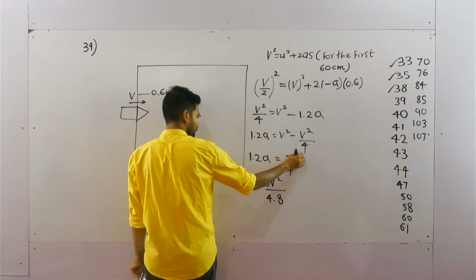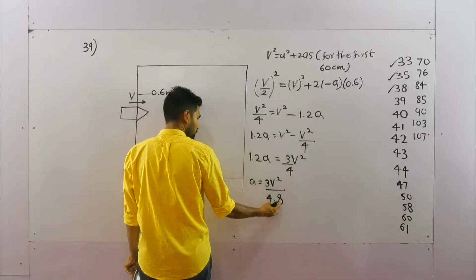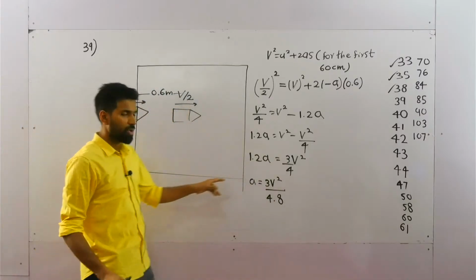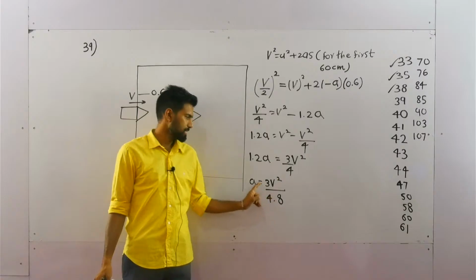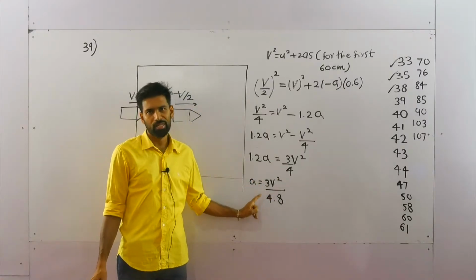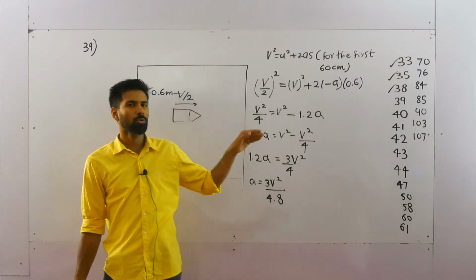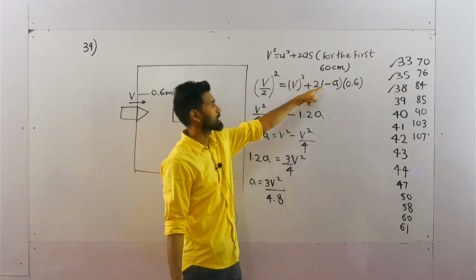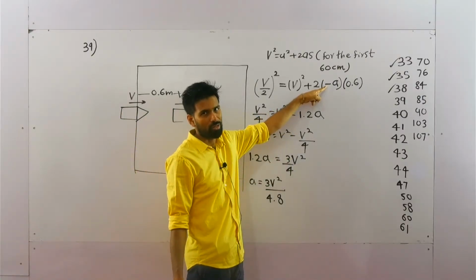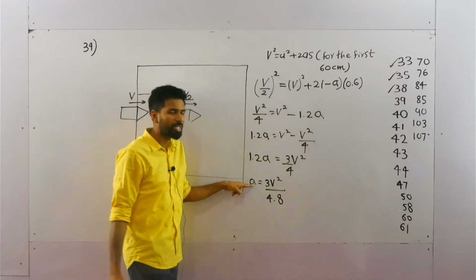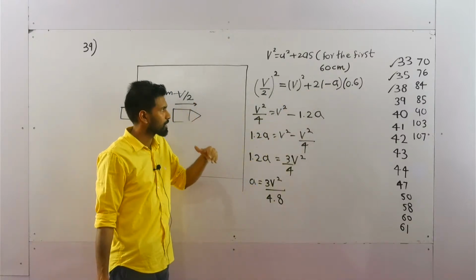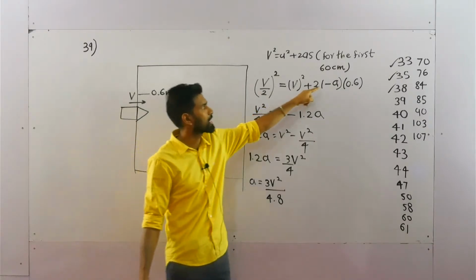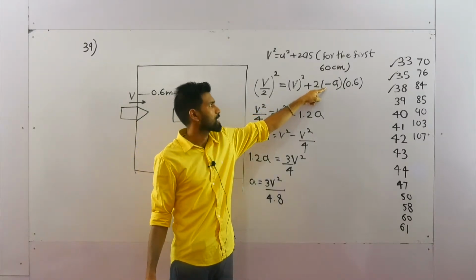It's 3v square over 4.8. Now this is the value of the deceleration. This is the magnitude of the deceleration. When it passes the wooden block, it slows down. So the acceleration is a minus 1. Here I applied the minus mark for the acceleration. So from here I got the magnitude of it. I provided the minus mark at this point.